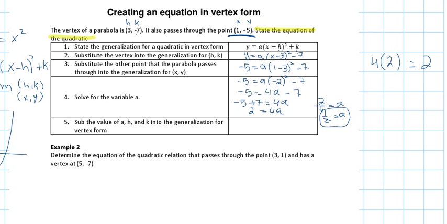Why are you looking at me like this? All right. So it turned out that a is equal to a half. So I can write it as y equals 0.5 or a half. You can write it whichever way you want. It's (x minus h), so it's (x minus 3) squared minus 7. So what I did in the last step is I rewrote the first one, but with the value of a instead of the letter a.